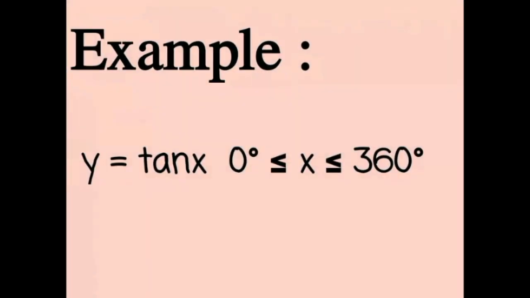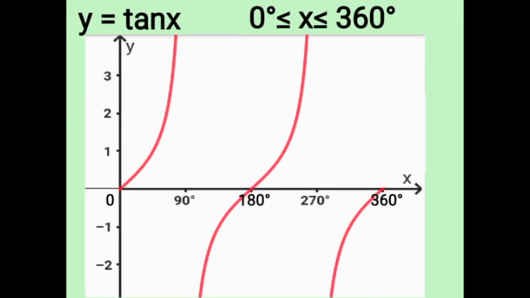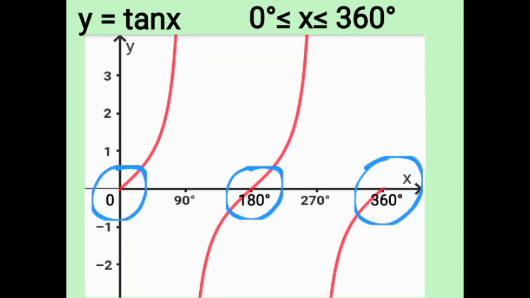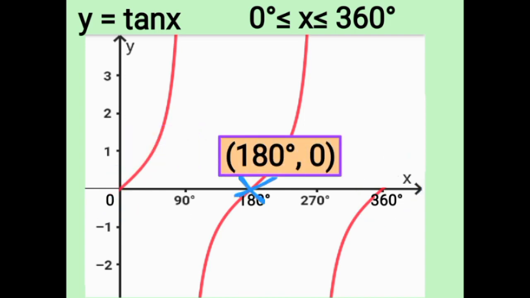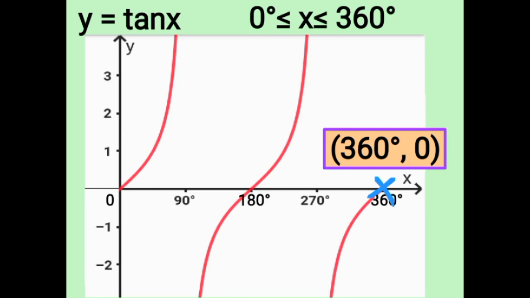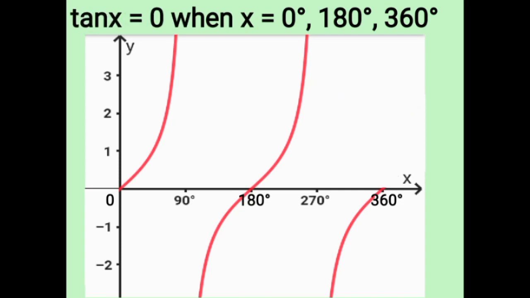Now, let's take this example. Sketch the graph of y equals tan x in the interval x is greater than or equal to 0 degrees but less than or equal to 360 degrees. Now, this is the graph of y equals tan x in this given range of angles. So, the graph crosses the x-axis at 3 points at the coordinates 0 degrees, 0, 180 degrees, 0 and at 360 degrees, 0. So, the graph crosses the x-axis when y equals 0. We could say tan x equals 0 when x equals 0 degrees, 180 degrees and 360 degrees.